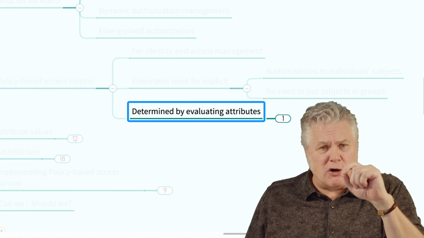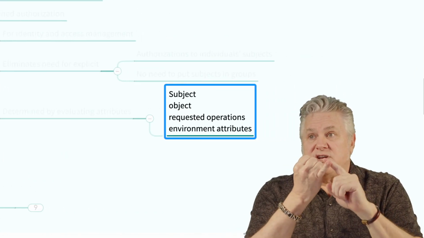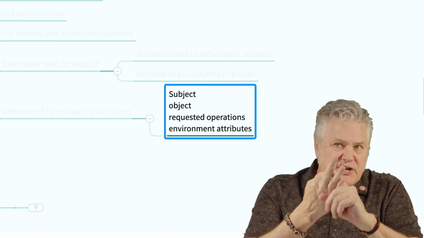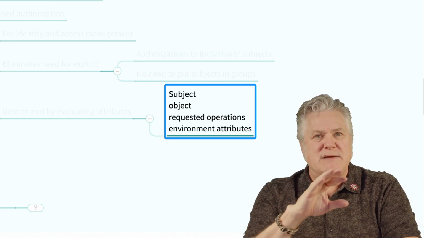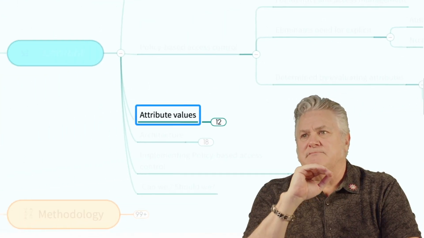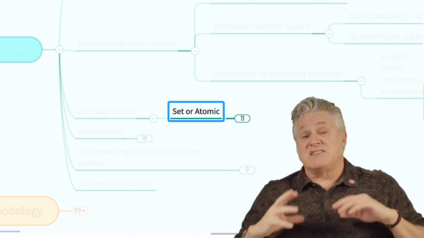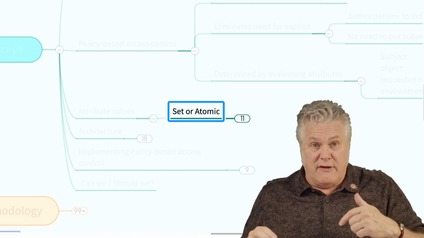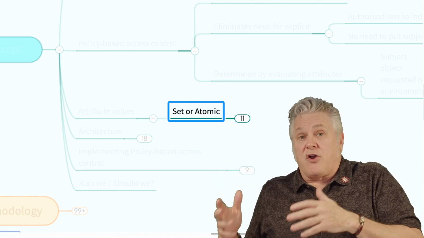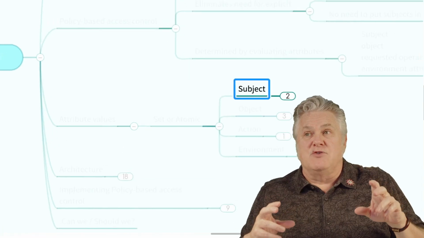This is all determined by evaluating the attributes on the system. That's the subject, the object, the requested operations, and the environmental attributes, which we'll dig much deeper into in the next section. So what are the attribute values themselves? These can be a set or they can be atomic. Atomic means that it's just like on and off, like you are on our network or you're not on our network. But it could be a set, like a whole bunch of different attributes that are in there.